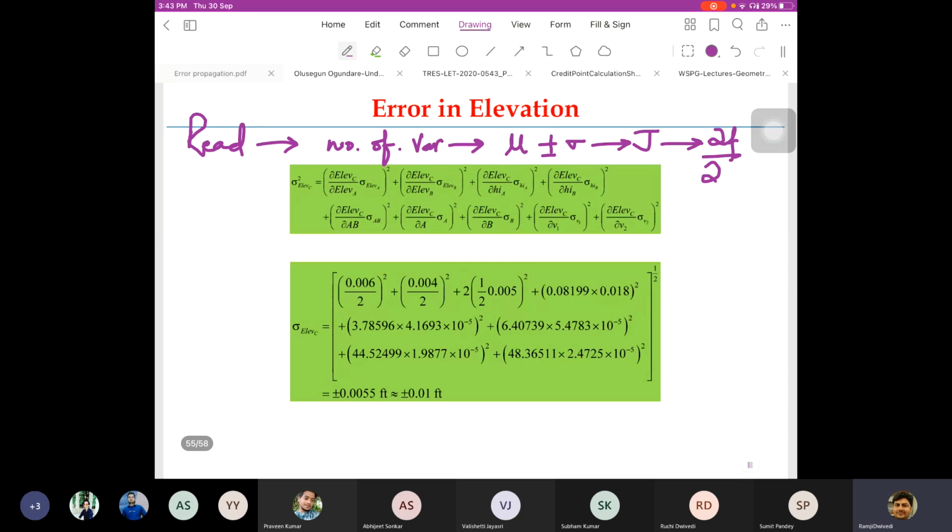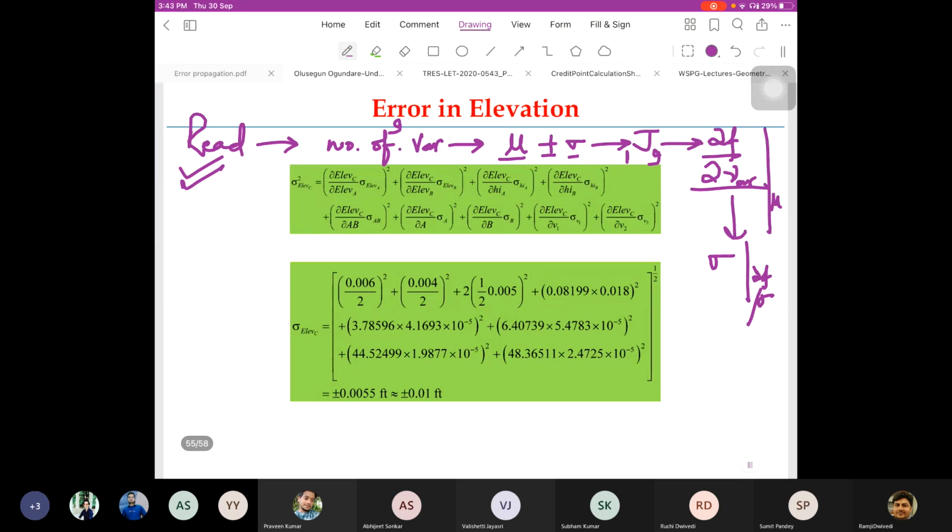Did you read the problem? Yes, we have read the problem together. How many variables came in the problem? 9. Their mu and sigma are all given. Yes, it is given. Jacobian size, 1 cross 9, 2 cross 9, 5 cross 9, 10 cross 9, whatever it is. Then you evaluate the partial derivatives. How will they be evaluated? With respect to all mu's, sigma with respect to all sigmas, and partial derivatives. I think it's very straightforward.